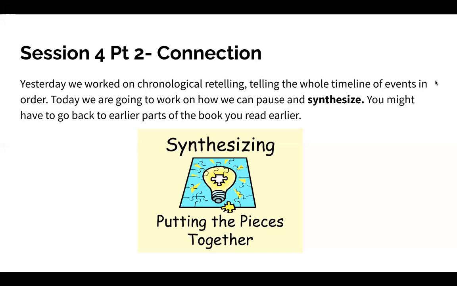Really pulling out the 5 main details from 6 chapters, which was really hard to do. So we were learning how to eliminate what wasn't necessary and only tell our audience about the really important events. And we were making sure they were in order. So that's that chronological retelling, making sure that the events happen in order, kind of like a timeline.